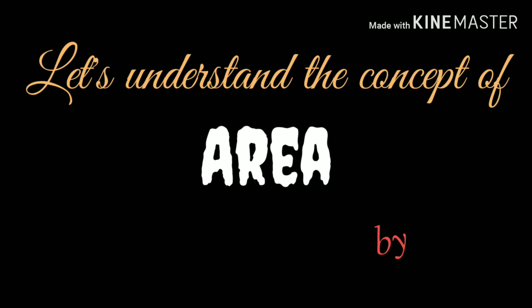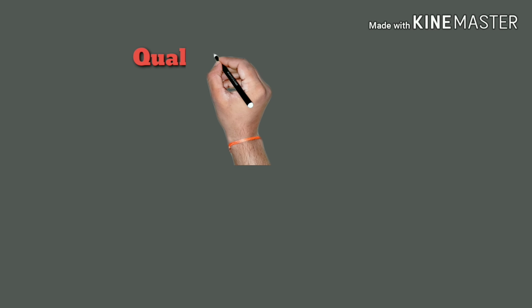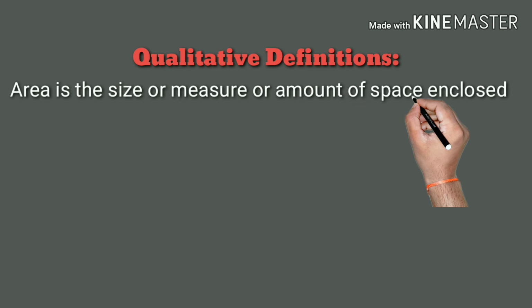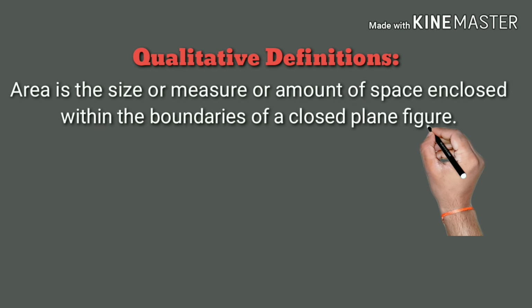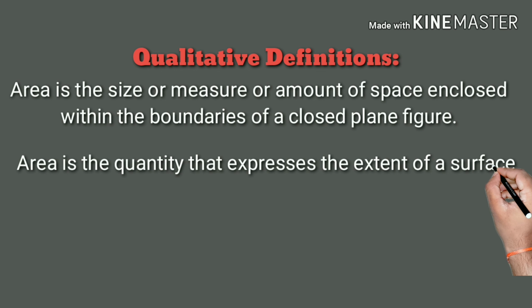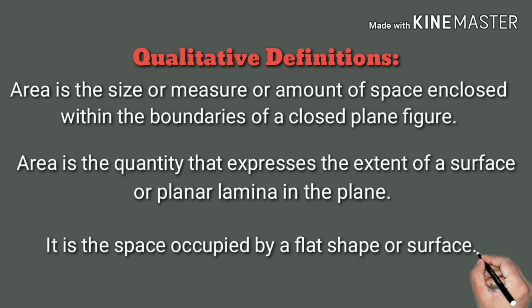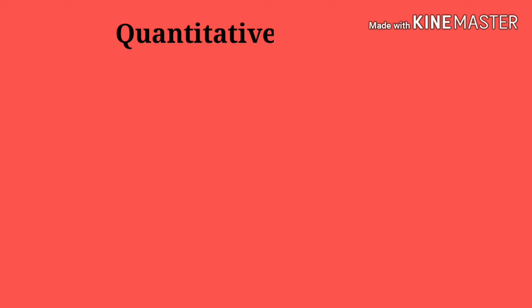Let's understand the concept of area. We will start with the qualitative definition of area. Area is the size or measure or amount of space enclosed within the boundaries of a closed plane figure. Area is the quantity that expresses the extent of a surface or planar lamina in the plane. It can also be defined as the space occupied by a flat shape or surface.